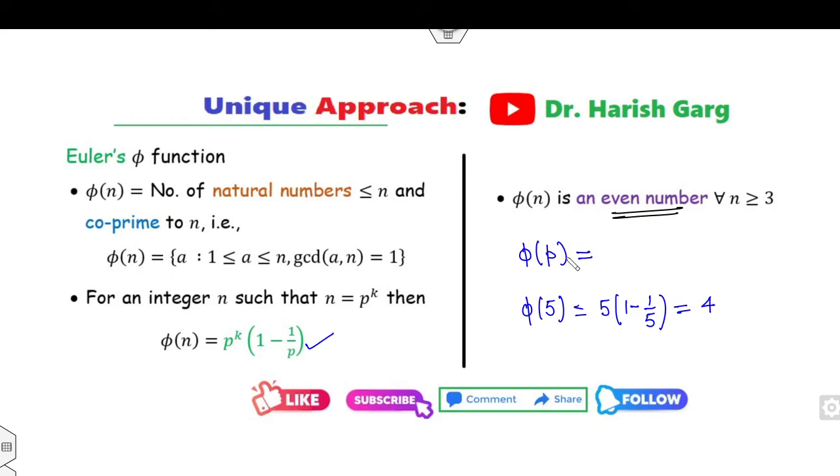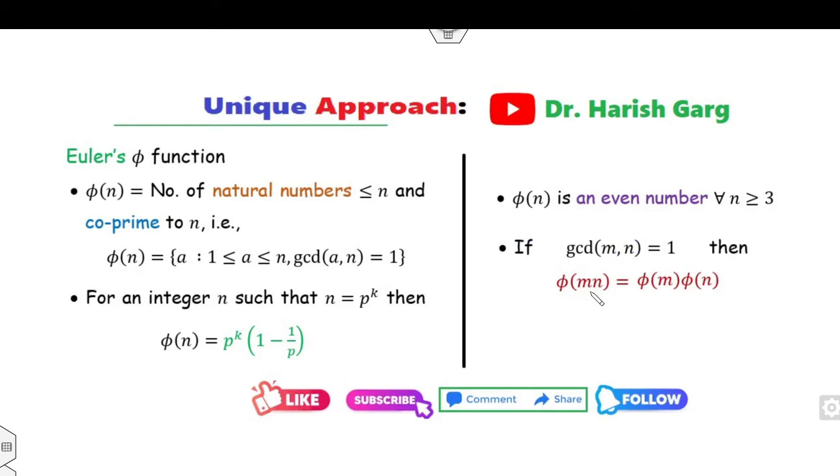So if you have a prime number, then phi of p is always p minus 1, provided p is prime. If p is not prime, then you can use this formula. If you have two numbers m and n such that their GCD is 1, then phi of mn is nothing but the product of their phi values.